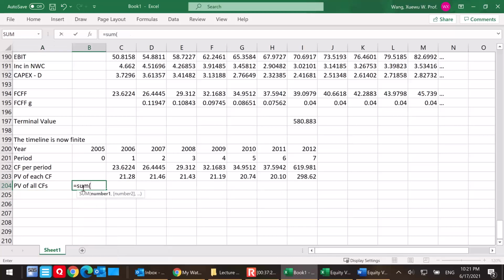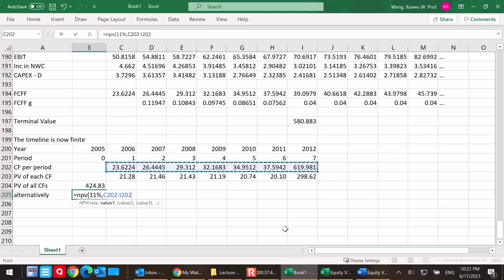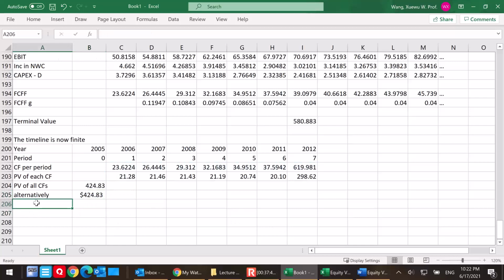If I just add them up, what is this number here? That is 424.83. If you want to do the NPV function, that will replicate it for sure. The discount rate is 11%, and we're looking at the future cash flows. Yes, that's 424.83. Now, what do we call this? If this were dividends, we would call this the stock price. Now, this is the so-called enterprise value. Wall Street people refer to this as enterprise value, so sometimes we just call this EV. So what is enterprise value? Let me give you the definition here.